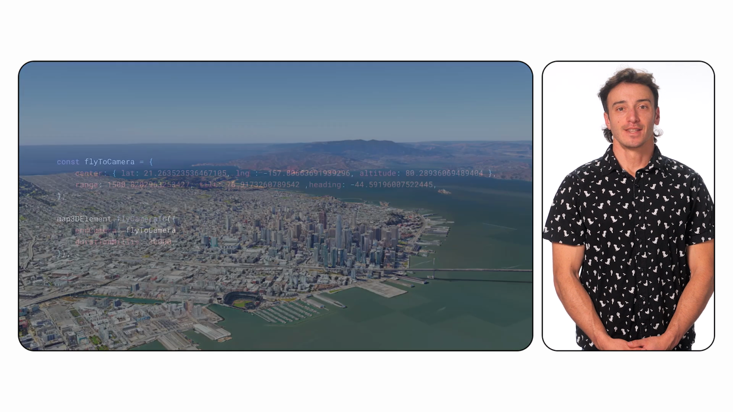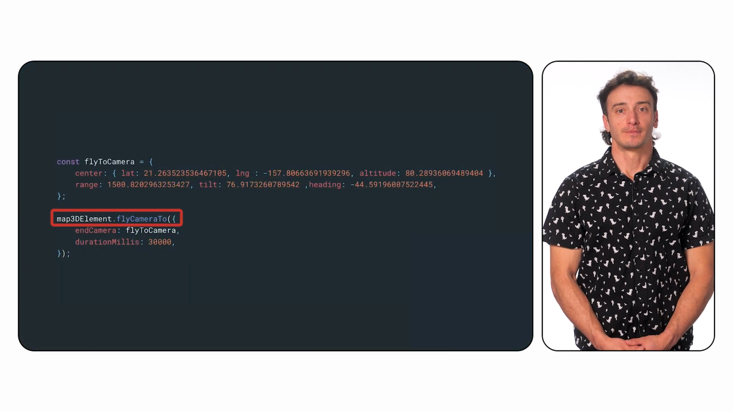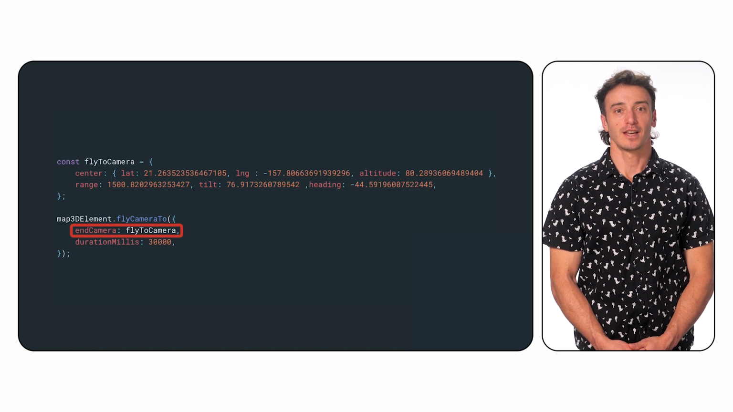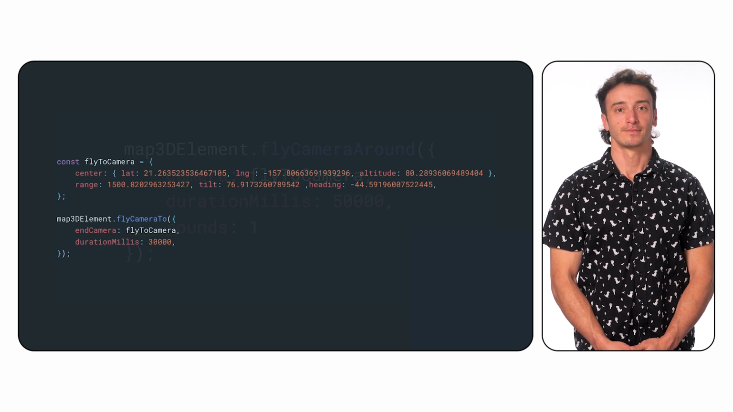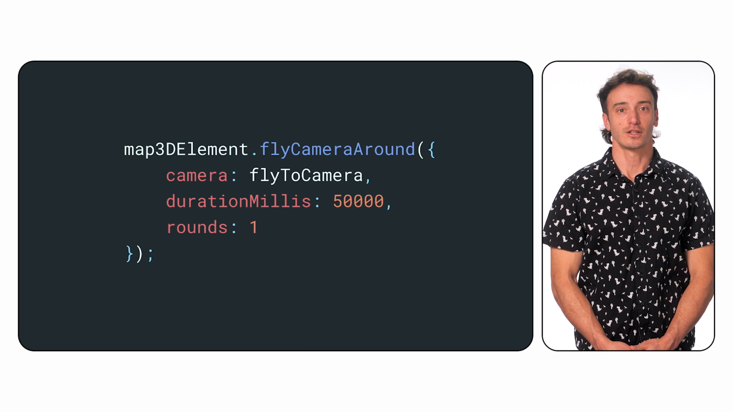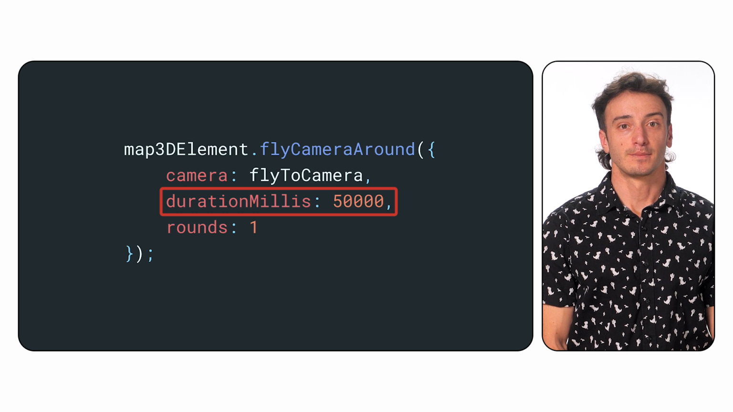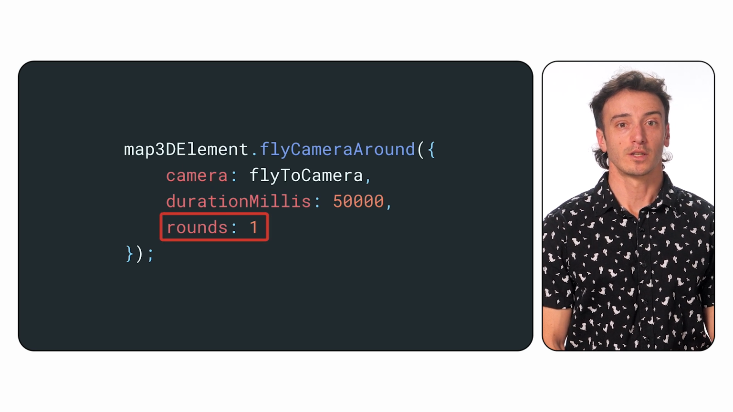In this example, we use the flyCameraTo function of the Map3DElement to fly to an end camera location specified in the options, in this case, a location in Hawaii. Note that we also specify the length of time it takes to fly to the location in terms of milliseconds. The other function allows us to orbit a location using the flyCameraAround method. Similar to before, it takes camera options to specify the location of the point to look at when orbiting. In this case, the time it takes to orbit the location is also based on the number of milliseconds, but this is also affected by the number of rounds it's going to rotate in this time, which is also specified.